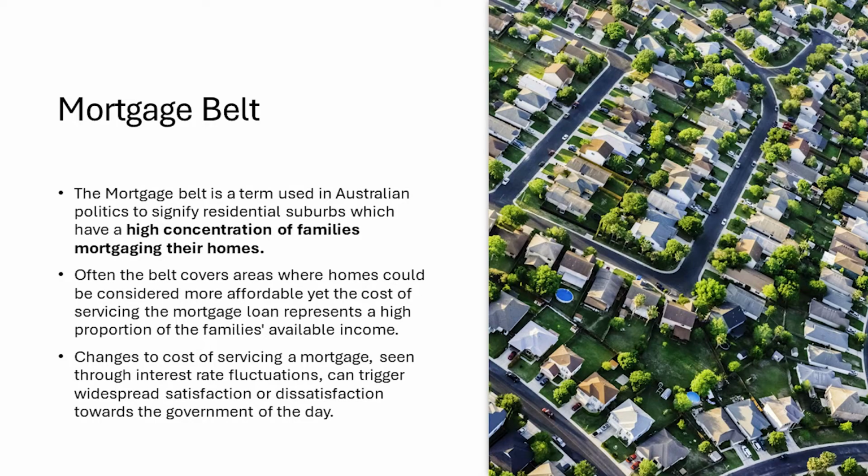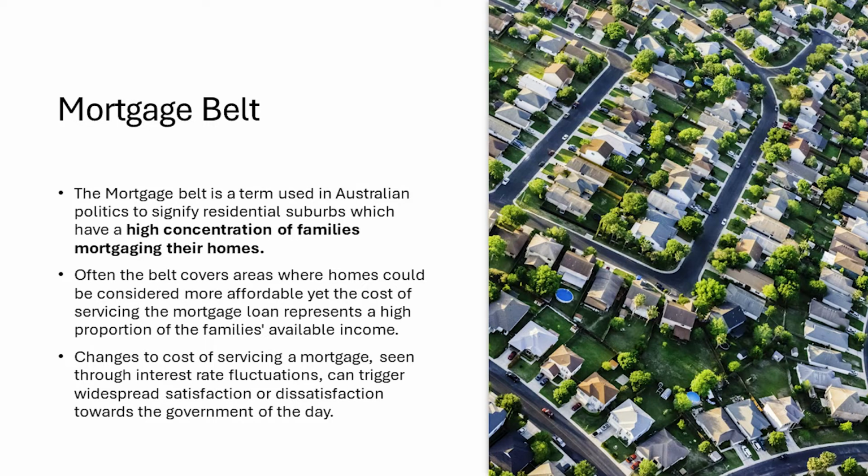A key part of this as well is the mortgage belt. Now, what is the mortgage belt? Look, it's basically suburbs where there's a high concentration of owners that are mortgaging their homes. So look, the areas generally that this is are your new estates.